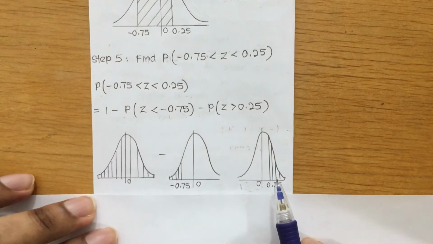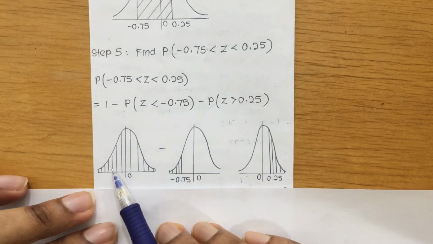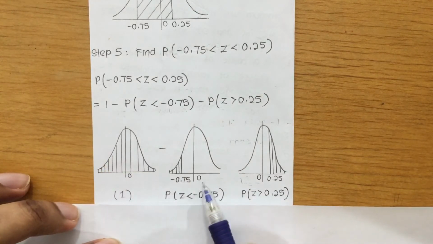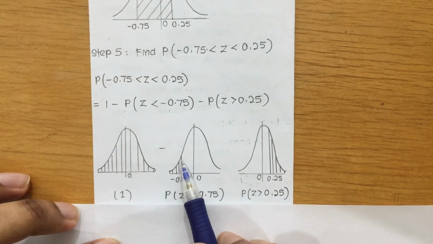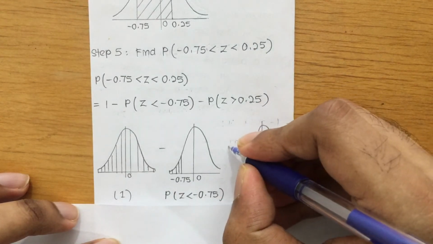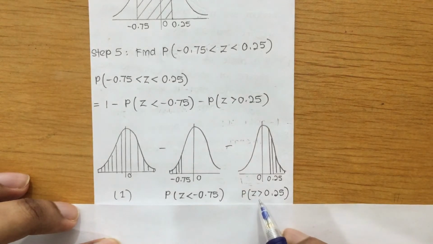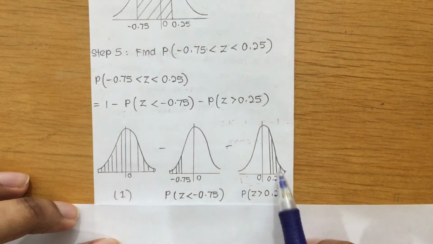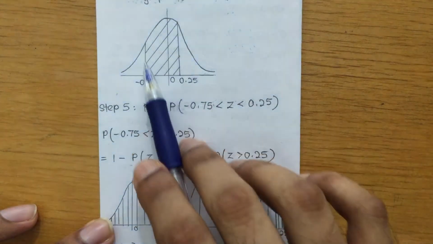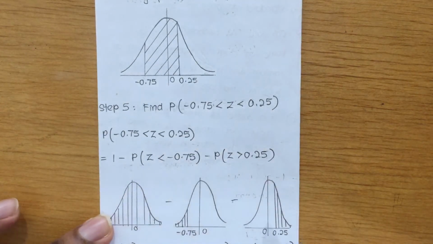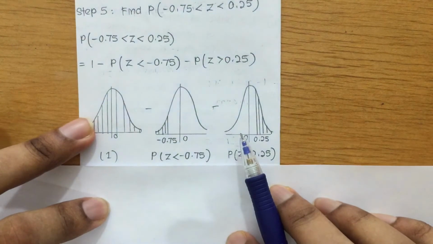So this is your explanation, guys. Like I've mentioned in the part 1 video, the total area under the graph is equal to 1. Then you minus the probability of z less than negative 0.75, which is the left hand side shaded region, and then you minus the probability of z more than 0.25, which is the right hand side region. Once you subtract these, you will get exactly the middle region over here, which is in between negative 0.75 and 0.25. Okay, I hope you understand the explanation.